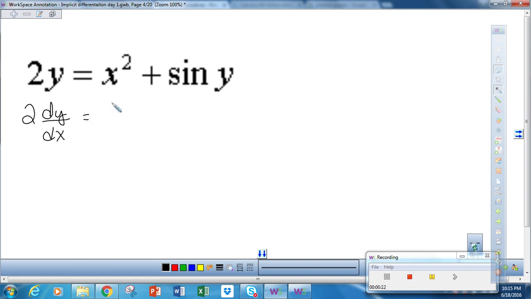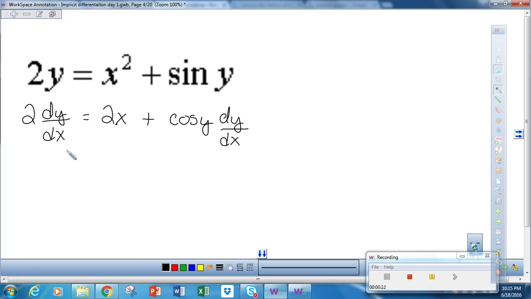Then we would do power rule on this, so this gives us 2x and technically dx/dx, which is 1, plus, what's the derivative of sine y? It's cosine of y. Then we have to take the derivative of the inner function, which would be dy/dx. So we're using chain rule.